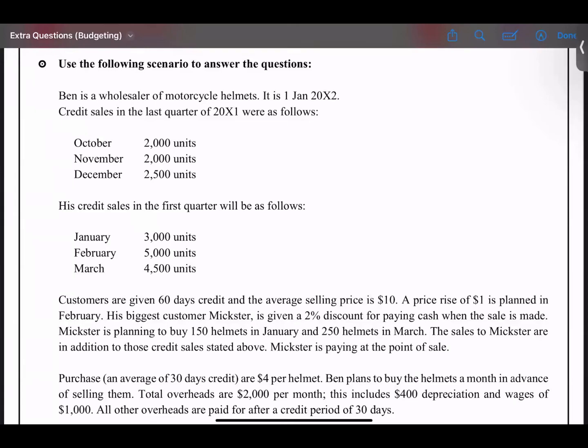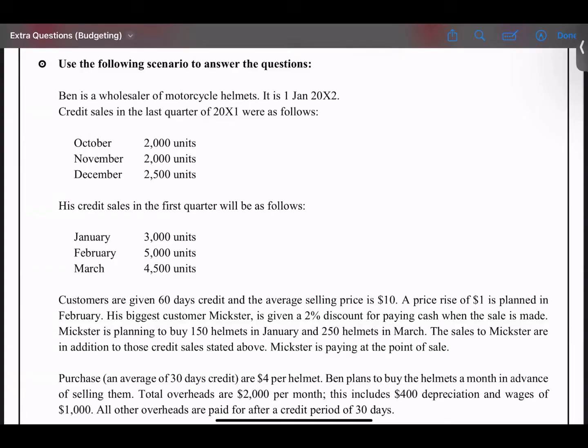Use the following scenario to answer the questions. Ben is a wholesaler of motorcycle helmets. It is 1st of January 2002. Credit sales in the last quarter of 2001 were as follows: October 2000 units, November 2000 units, December 2500 units.